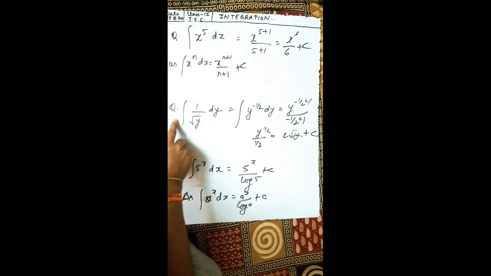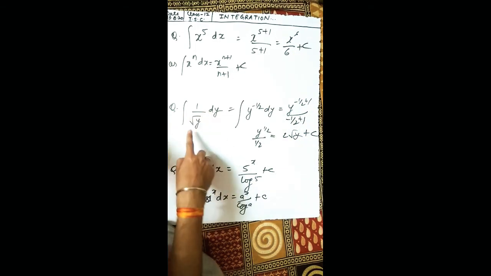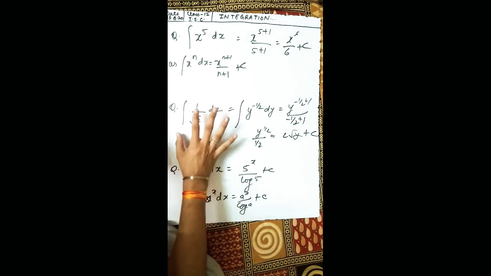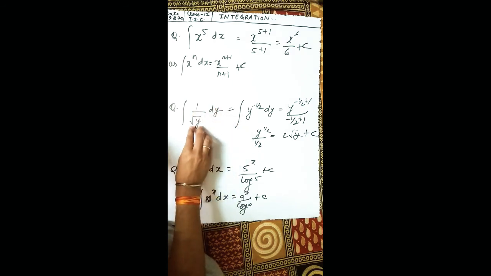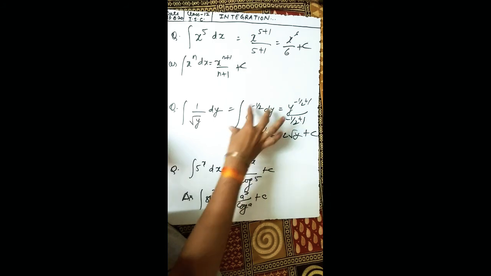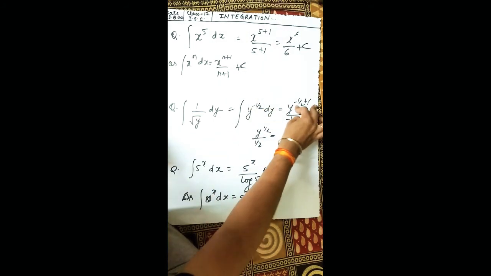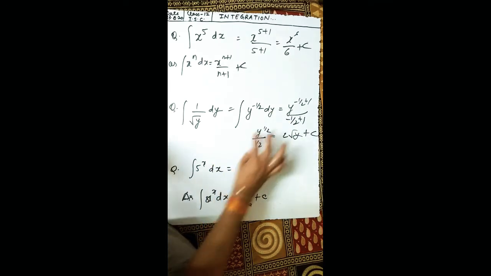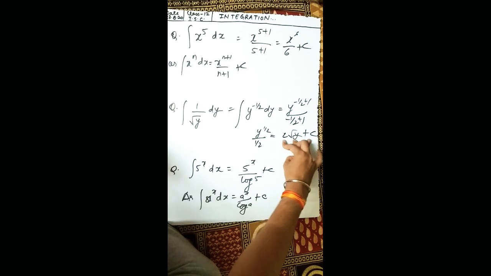Similarly, if you take integration of 1 upon under root y dy, first of all you write it in the proper form. This is y to the power half; when it goes up, it will be y to the power minus half dy. Now integrating, y to the power minus half plus 1 upon minus half plus 1, using the x to the power n formula. So y to the power half upon half, this 2 will come up. So 2 root y plus c.